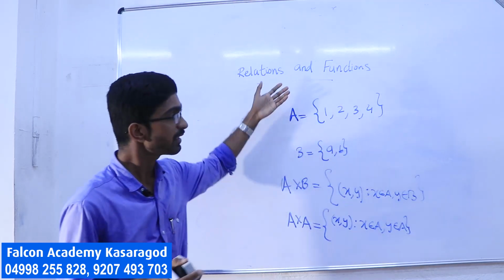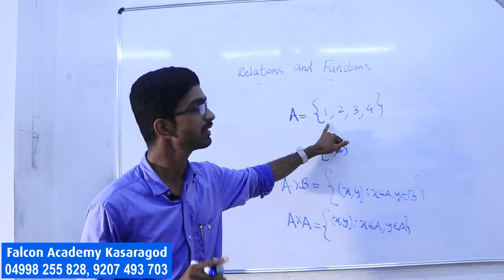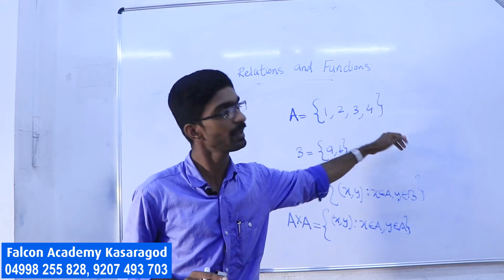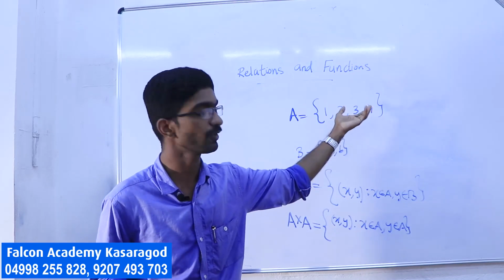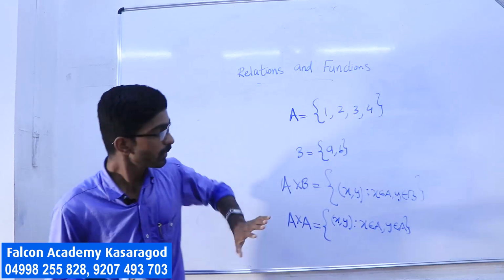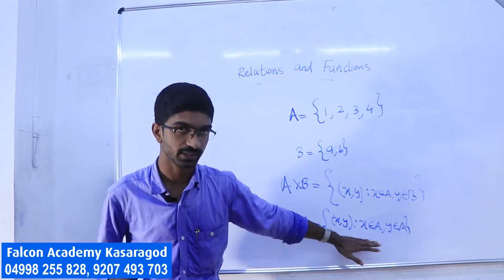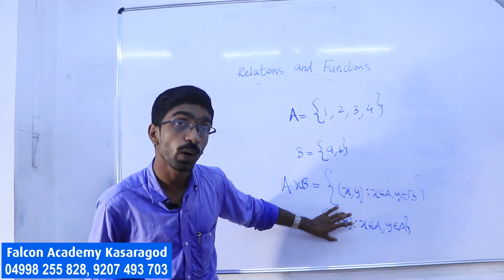So we can define some subsets of A. Maybe the set containing singleton set 1, singleton set 2, singleton set 3, singleton set 4. Maybe containing two elements 1 and 2 or 2 and 3 or 3 and 4 or 1 and 4, any others. Now, consider the set A cross A. This is also a collection which contains the elements of the form ordered pairs.